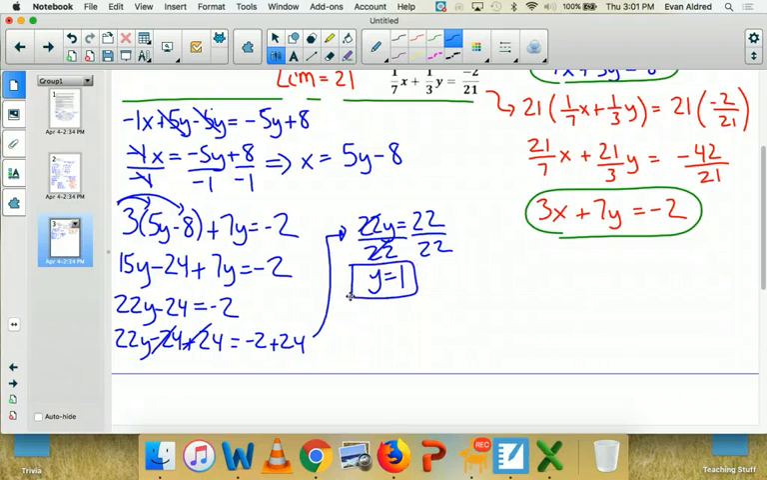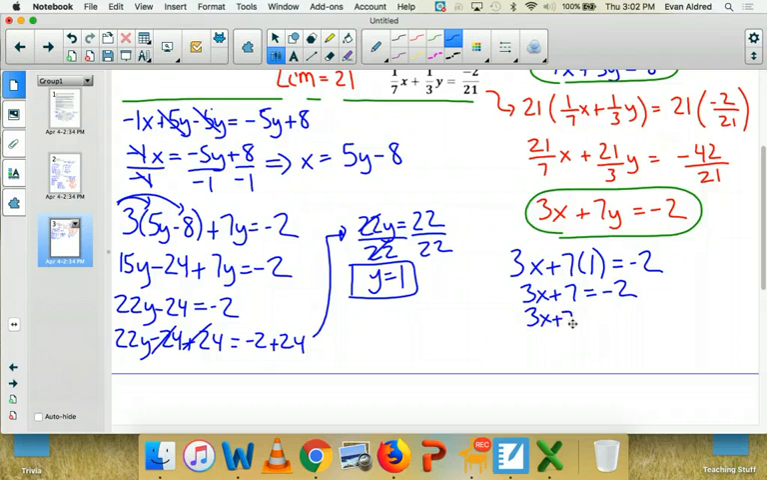So we did all that work just to get y equal to 1, but now that we have that, we can just plug it into either equation. And since I can only see the red equation right now, let's plug it into that one. So to solve for x, where I see y in this equation, I'm going to plug in 1. It's going to leave us with 3x plus 7 equals negative 2.